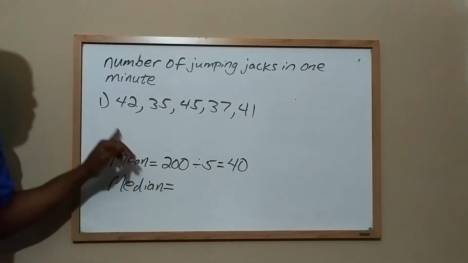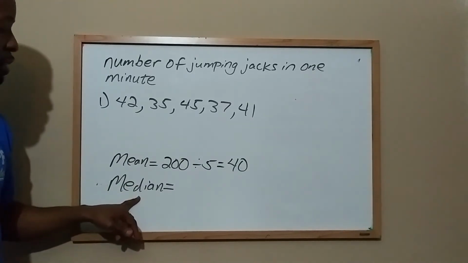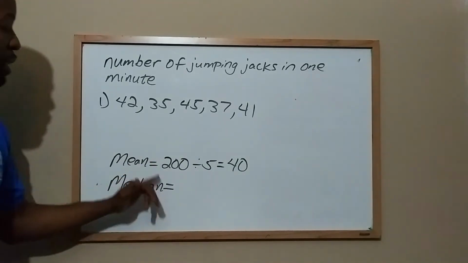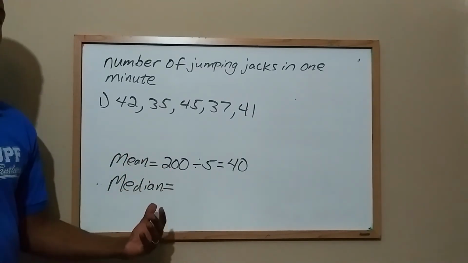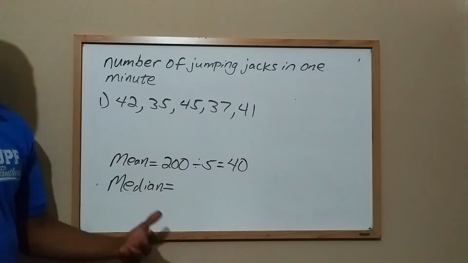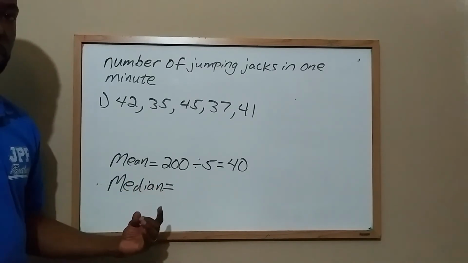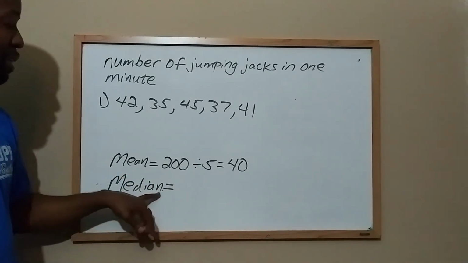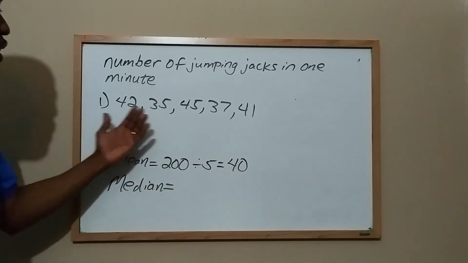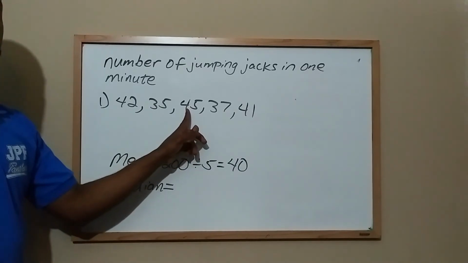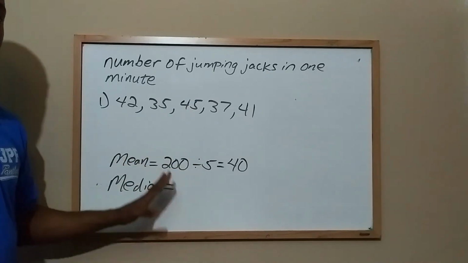Another way we can describe the center of these numbers is by looking at the median. Let's find the median. So for the median, we did say that the median was the middle number, but there's a stipulation. You have to put the numbers in order from least to greatest first. If you don't put the numbers in order from least to greatest, you will not get the correct number in the middle. Because if we look at it right now, we'll think that, okay, 45 is in the middle, so 45 is the median. But it's not. We have to put them in order from least to greatest first.